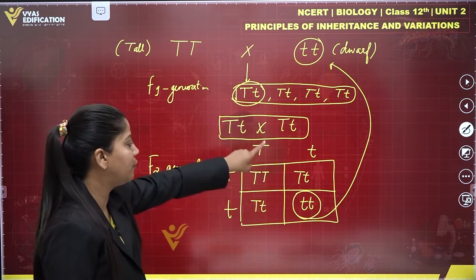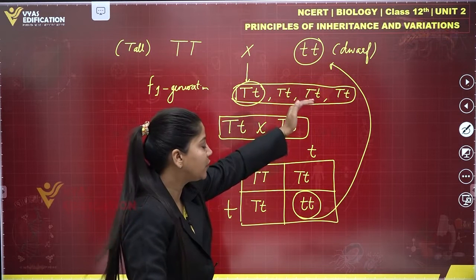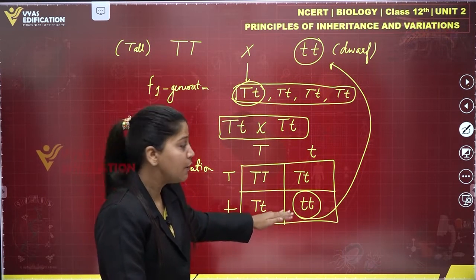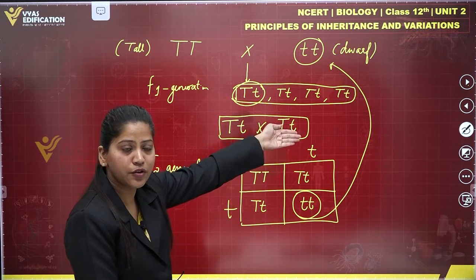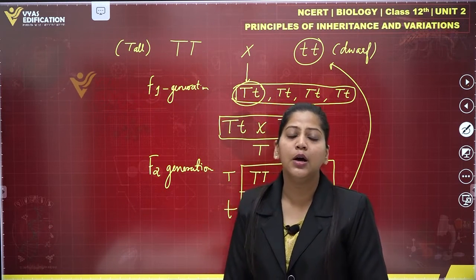Alright, this is actually similar to one of its parents, which reappeared in the F2 generation, which was not seen in the F1 generation. So this is the law of dominance with the help of a monohybrid cross.